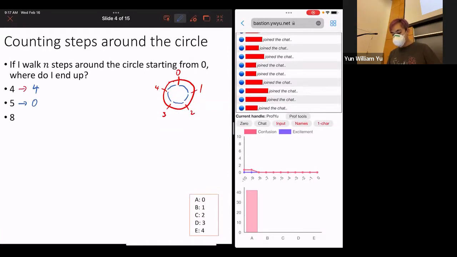Okay, what about 8? If I walk 8 steps around the circle, where do I end up?